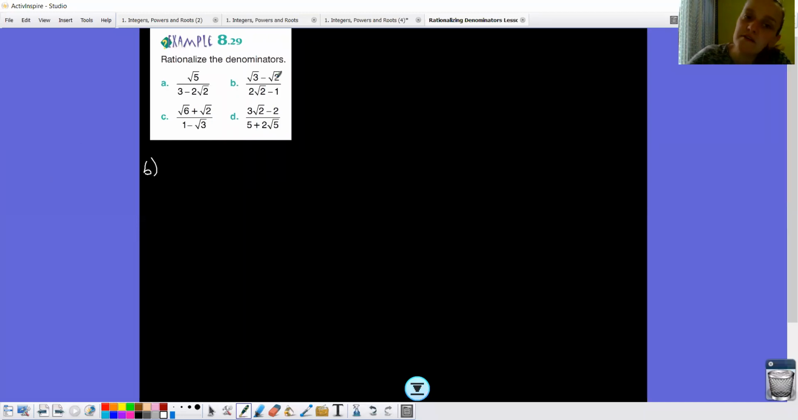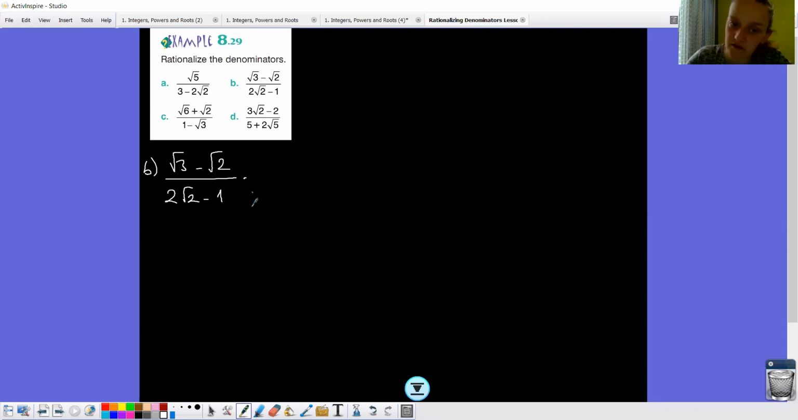I have this fraction, root of 3 minus root of 2 over 2 root of 2 minus 1. And the question is rationalizing the denominator. What does it mean? I don't want to see any radical expression like root of 2 here in the denominator. So my aim is not to have radical signs.